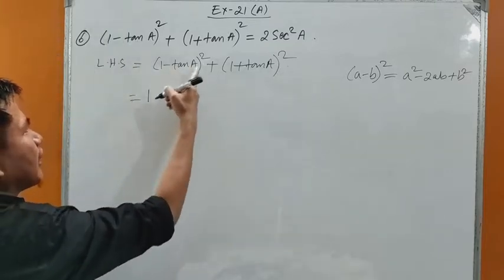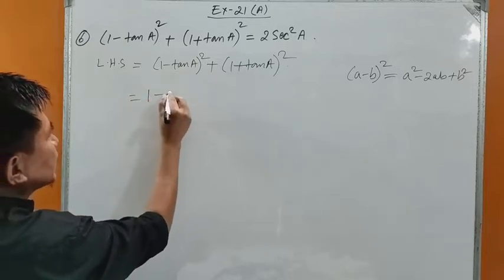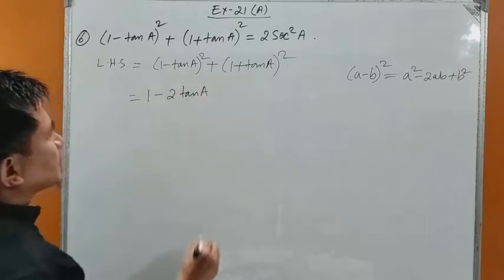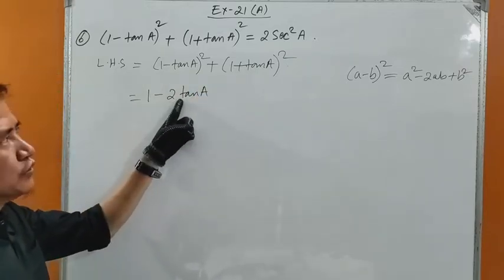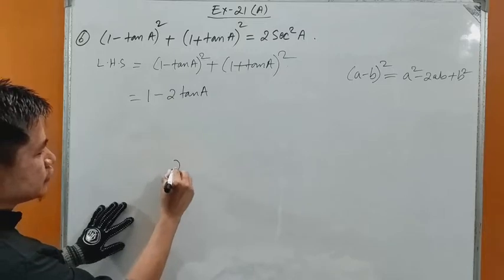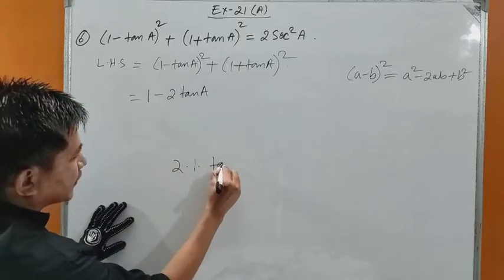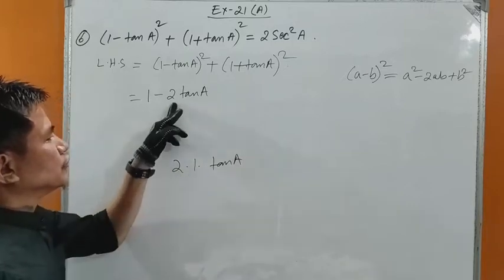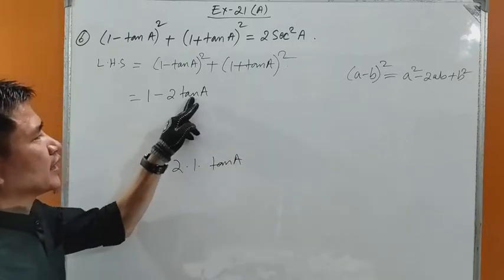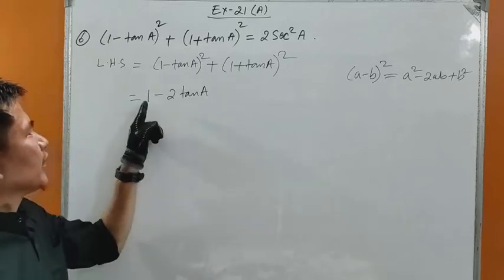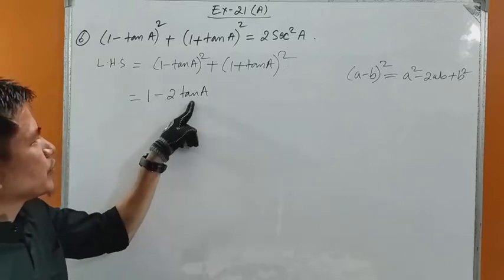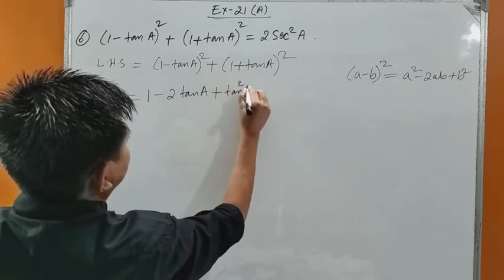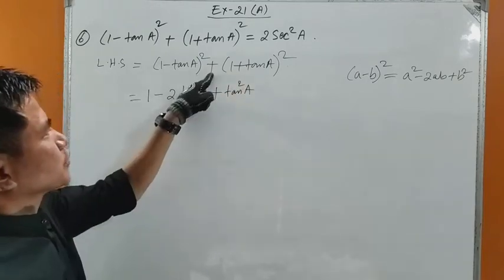A minus B whole square equals A square minus 2AB, isn't it? 2AB means 2 into 1, that is 2, A is 1, and B is tan A. So 2 into 1 is 2 tan A. So A square minus 2AB plus B square, that is tan square A, isn't it? So this plus comes here now.